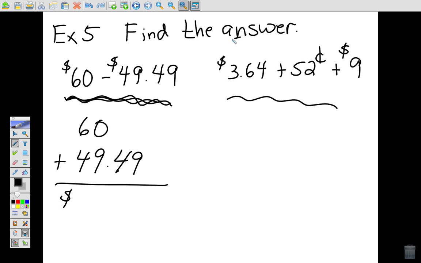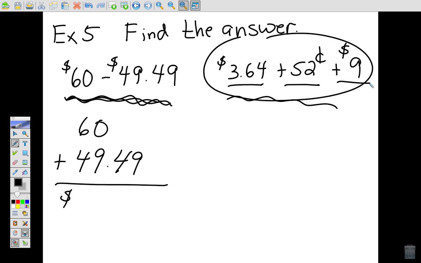Now, this one is the one really that I'm getting to. I can't just take 3.64 plus 52 plus 9. That's a problem because this is why. This is $3.64. So I need to make sure everything is in dollars and cents. Because if I punch in 52, then I would be saying $52, and that's not what it is. So I need to think of this as 3.64, which is dollars and cents, plus, now I need to write this in dollars and cents.